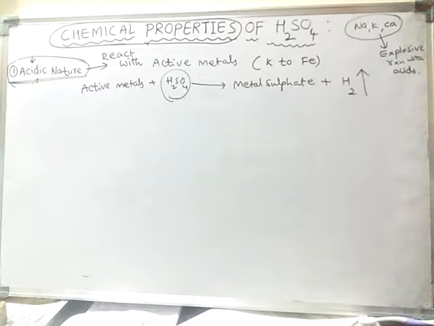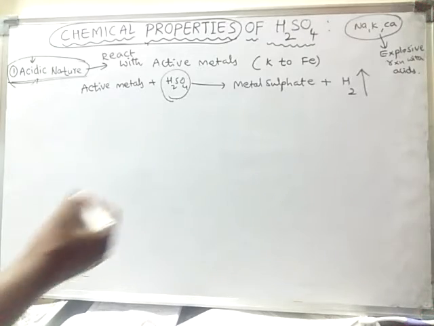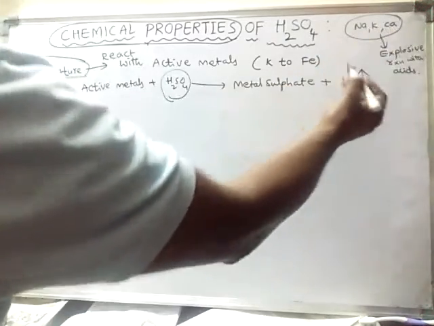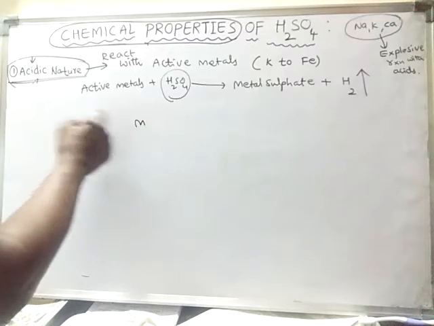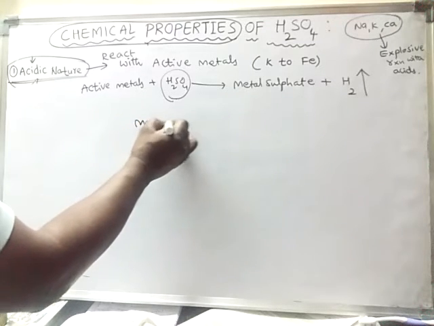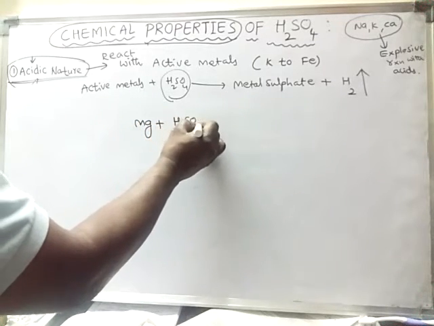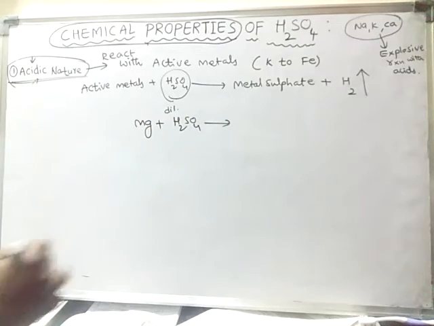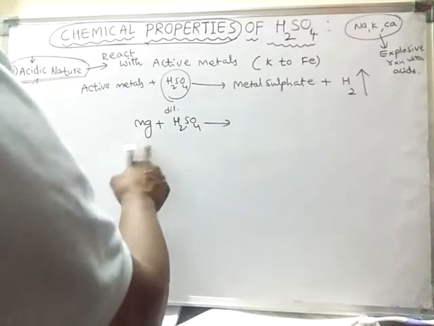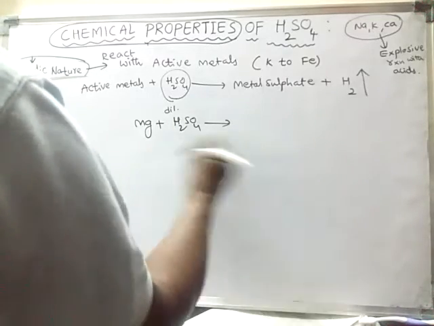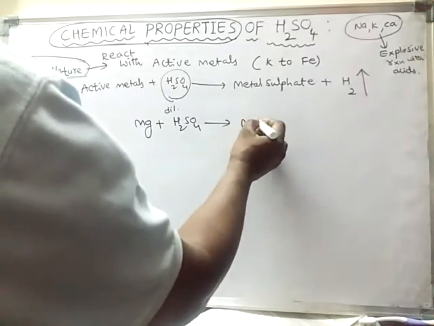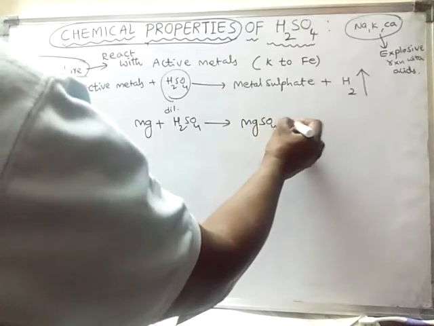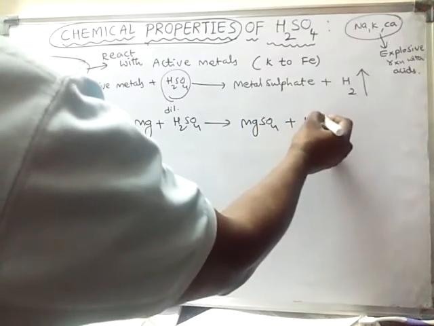So we'll discuss some metals after this. Which metal will come? Magnesium, an active metal. If it reacts with dilute sulfuric acid, because only dilute sulfuric acid will show acidic nature, hydrogen gas will be liberated and magnesium sulfate is formed.